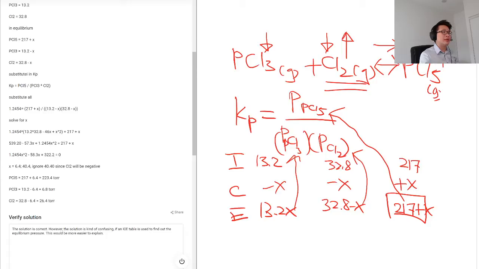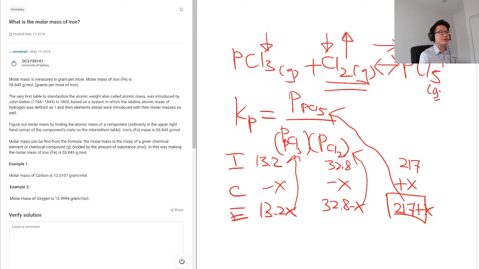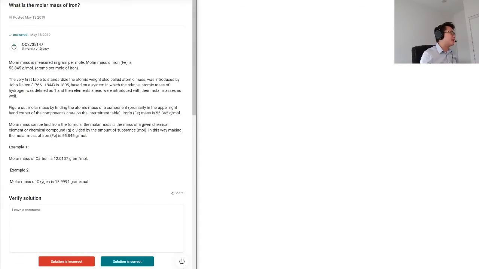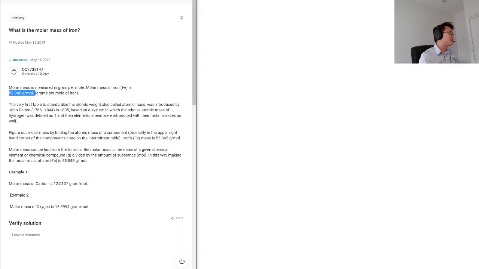So let me add one more section so I can have more space. All right. Okay, so for question number 3, we have to find the molar mass of iron. First of all, let's look at the answers. The molar mass of iron is measured as gram per mole, and it equals 55.845 gram per mole. Molar mass, of course, is the mass per number of mole of element or of substance.